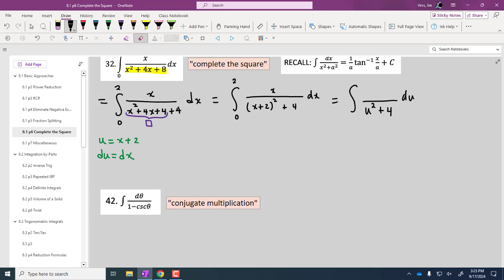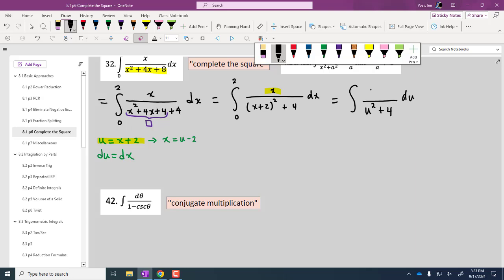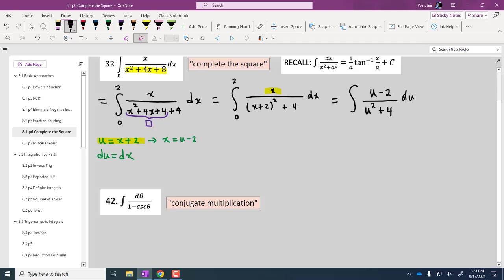u minus 2. So we look right here, and we isolate x. If we isolate x here, x is u minus 2. Okay, now how about limits of integration? When x is 0, so we're plugging in right over here, when x is 0, u is 2. And when x is 2, u is 4. We got that.